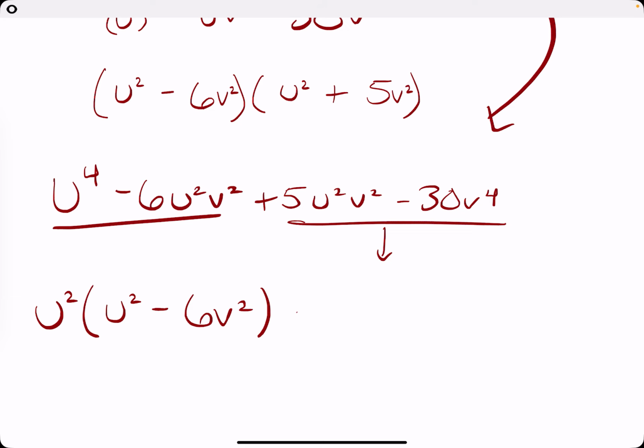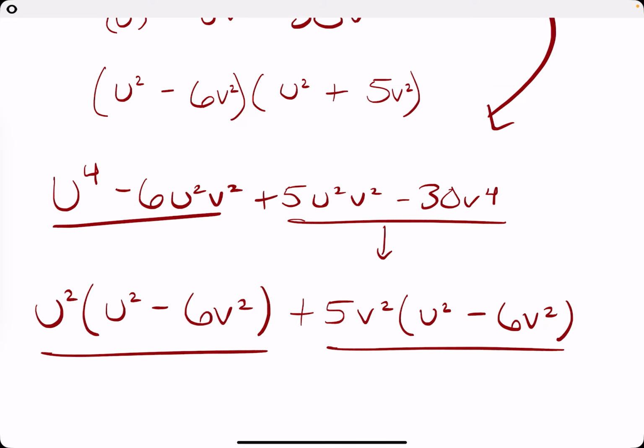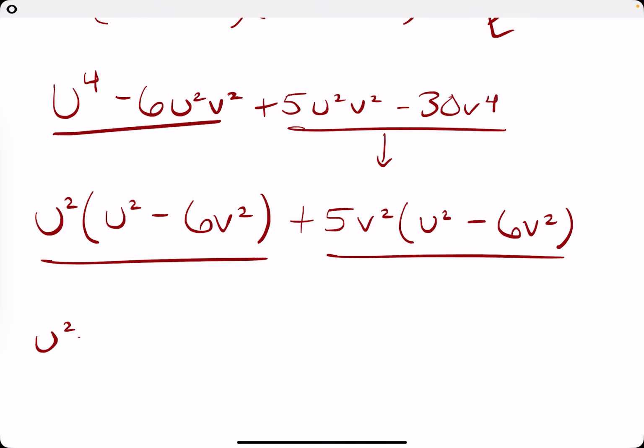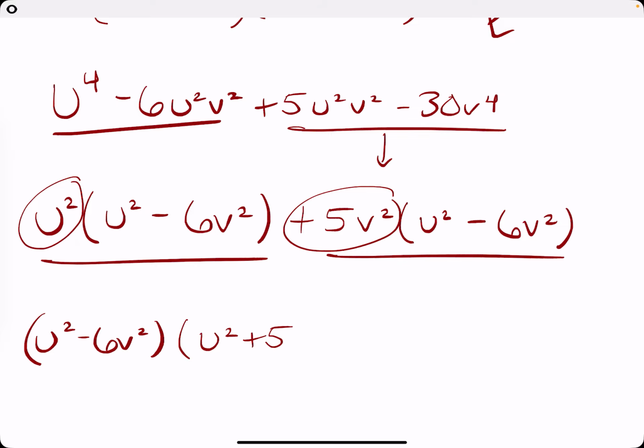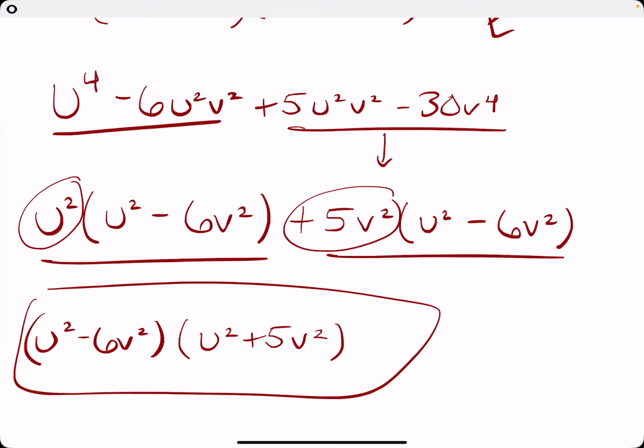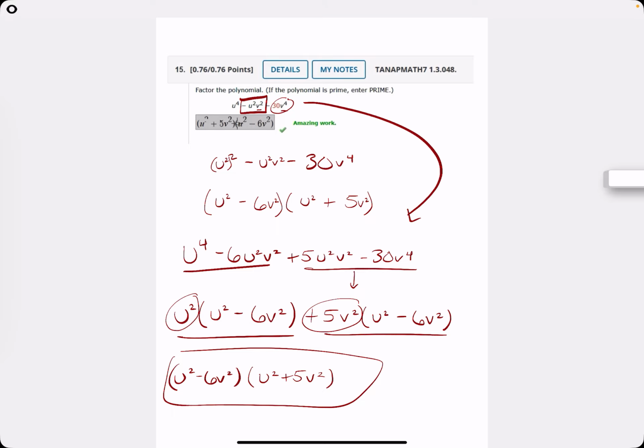GCF here would be plus 5v squared. And so factoring that out would leave us with u squared minus 6v squared again. Then the GCF amongst these would be that factor that's identical. So u squared minus 6v squared, and then what's left is the u squared plus 5v squared. So whichever method gets you there, whichever you prefer, I think should be fine.